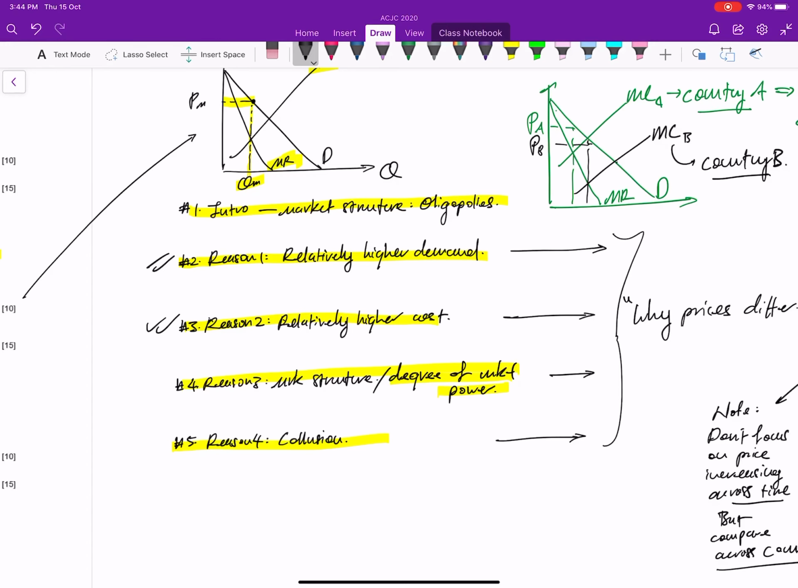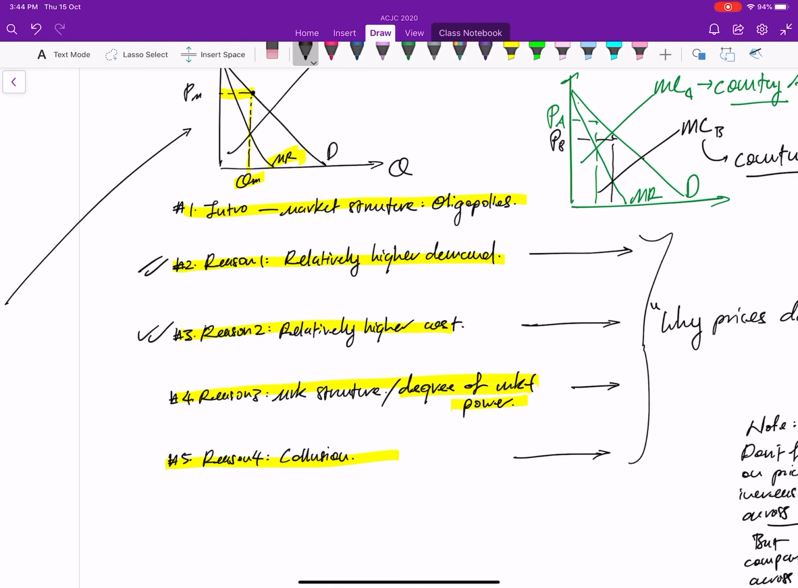Okay, and just a note here, for this term relatively higher cost, you must specify what cost. It is MC. It cannot be any other kind of cost. It cannot be fixed cost. You cannot just say average cost. You cannot just say overall cost or total cost. You can't even say variable cost. You have to say MC change.